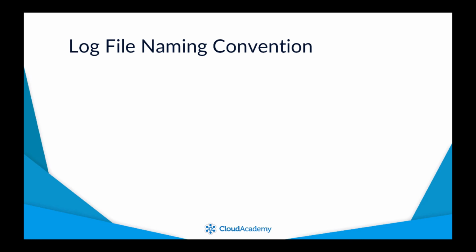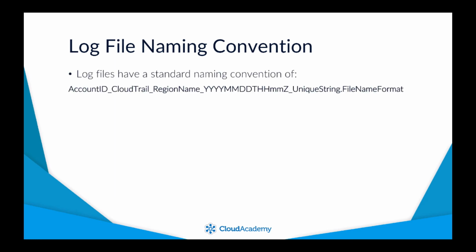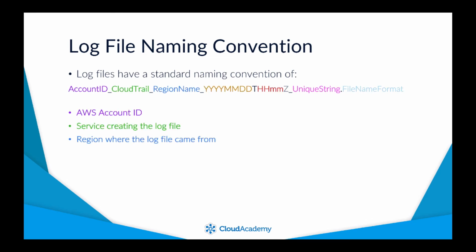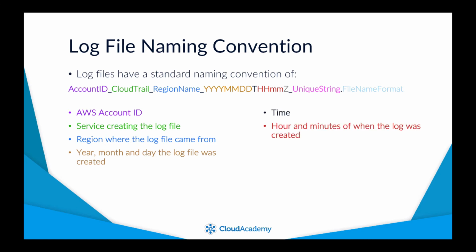Once events have been written to the logs and then delivered and saved to S3, they are given a standard naming format of the following. The first 3 elements of this naming structure are self-explanatory: the account ID, name of the service delivering the log, CloudTrail, and the region that it came from. The next part relates to the date and time, the year, months and days. The T indicates the next part is the time, reflecting hour and minutes.